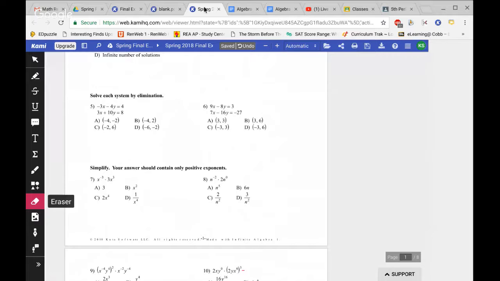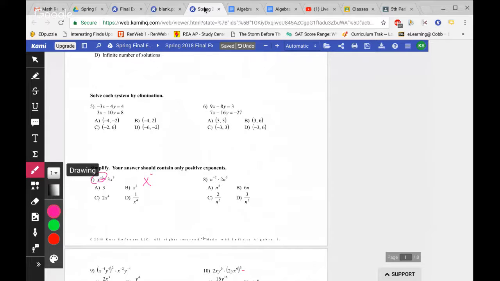Okay. Because when we added it out, this x to the negative 3, so basically you had x to the negative 3 times x to the third. So you're adding the exponents, negative 3 plus 3, right? Which gives you 0. So we ended with 3x to the 0, right? Does that make sense? Yes, ma'am. So that's 3 times 1, so that equals 3.